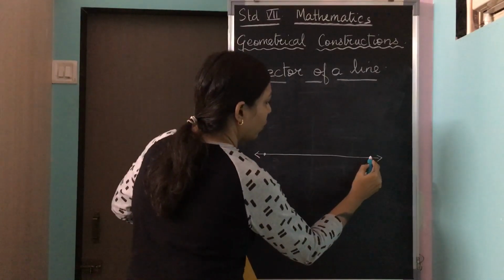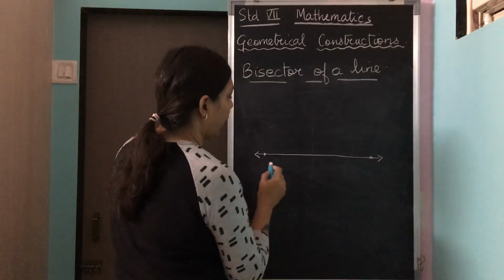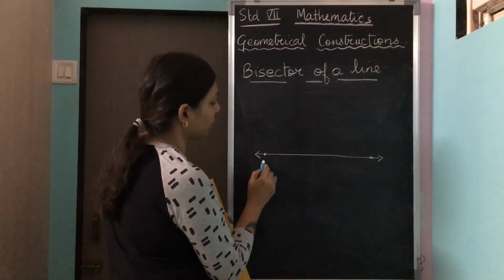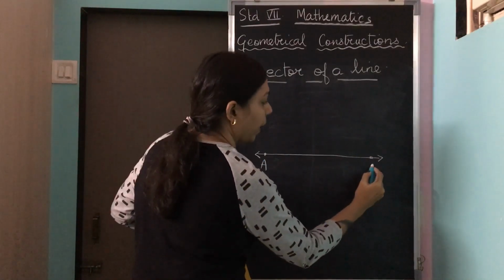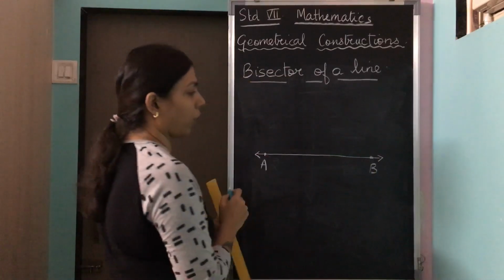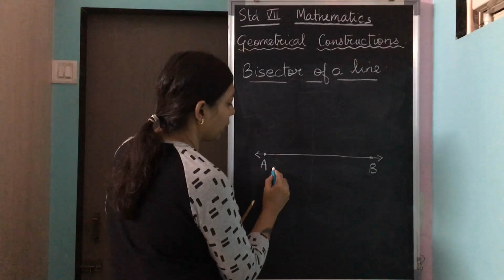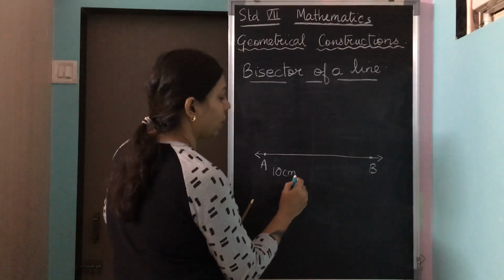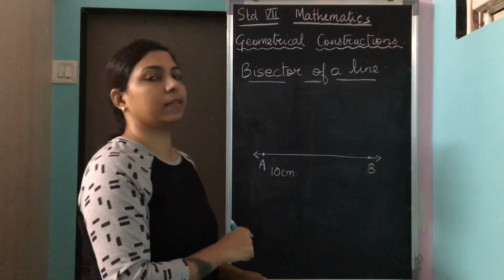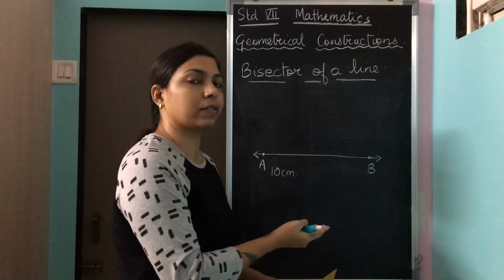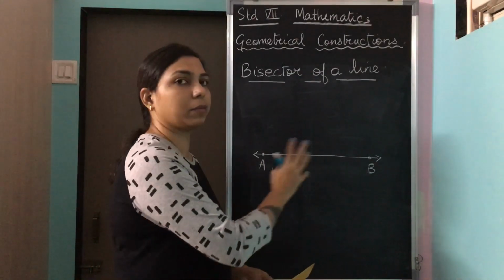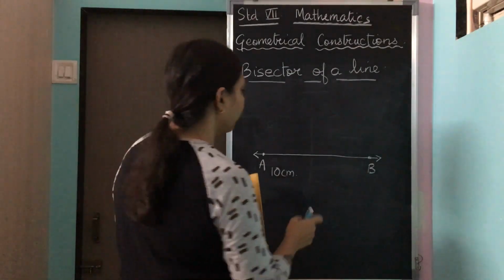If I have to measure this line, I will give a name to this line first. Let me call it line AB. Now suppose this line is of measurement 10 centimeters, and now I will divide this line into two equal parts, which will make it 5 centimeters and 5 centimeters.